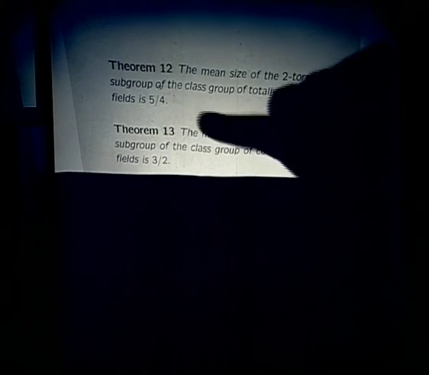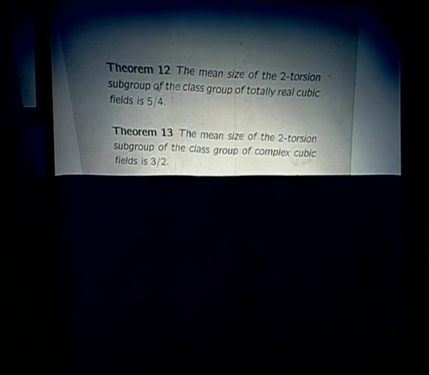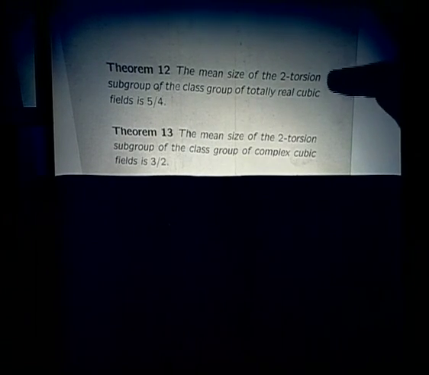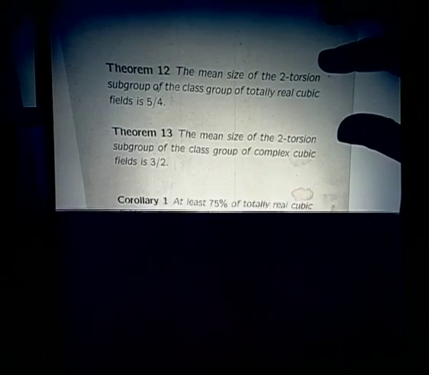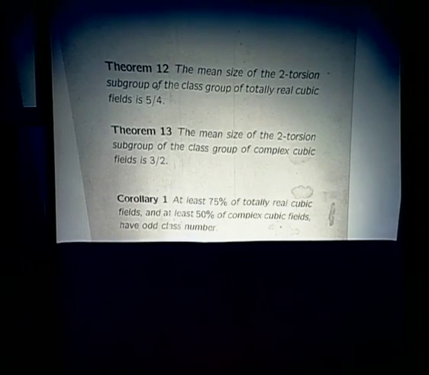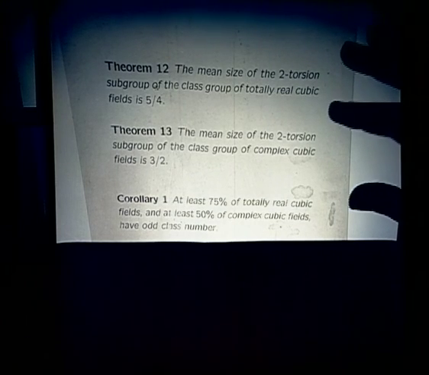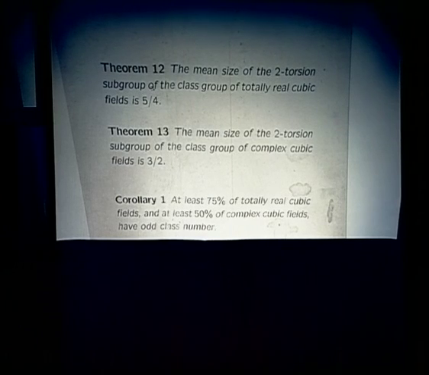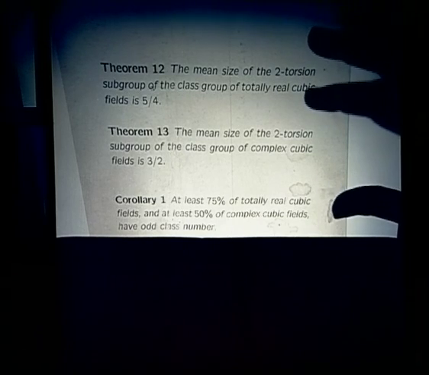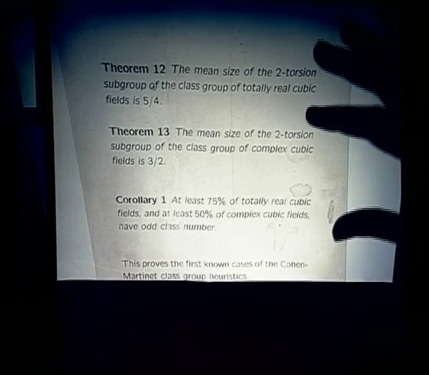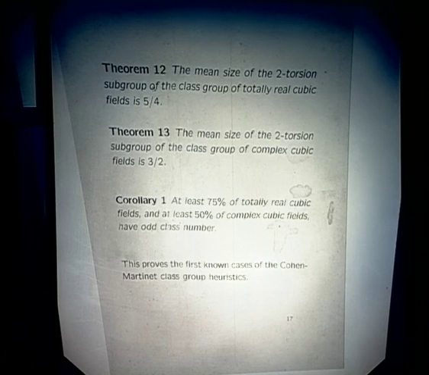So as a consequence, since the average number of two torsion elements is 5/4 in the class groups of totally real cubic fields, what that means is that at least 3/4 of totally real cubic fields and at least half of complex cubic fields, for the same reason, have odd class number. Okay, so most cubic fields have odd class number, which has some applications. Yeah, so this proves the only known case of the Cohen-Martinet heuristics for higher degree fields. Okay, maybe I'll mention one more.